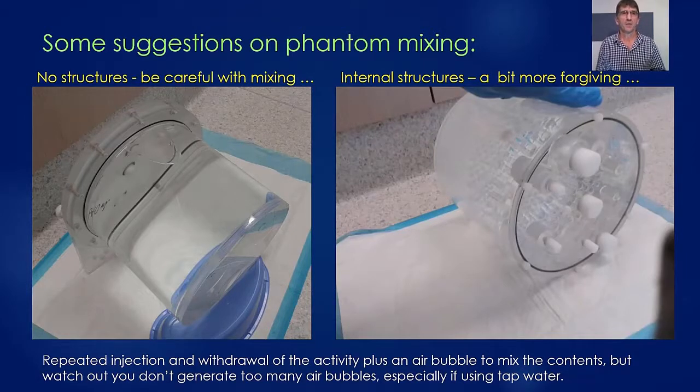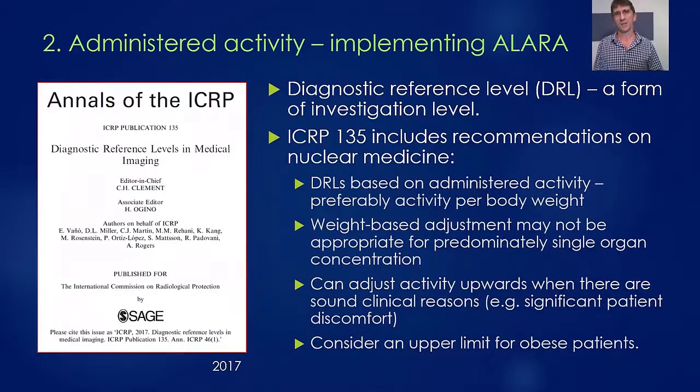The second factor I wanted to mention about the optimization is administered activity, about implementing ALARA. I wanted to mention this because officially now the ICRP, the International Commission on Radiological Protection, have declared diagnostic reference levels. People have been talking about them for years, but they're actually now talking about them officially themselves. And in ICRP 135, which came out in 2017, they now talk about nuclear medicine. So they talk about nuclear medicine diagnostic reference levels that have been administered activity, preferably activity per body weight. It's not surprising, is it? It's administered activity, that's what we do all the time.